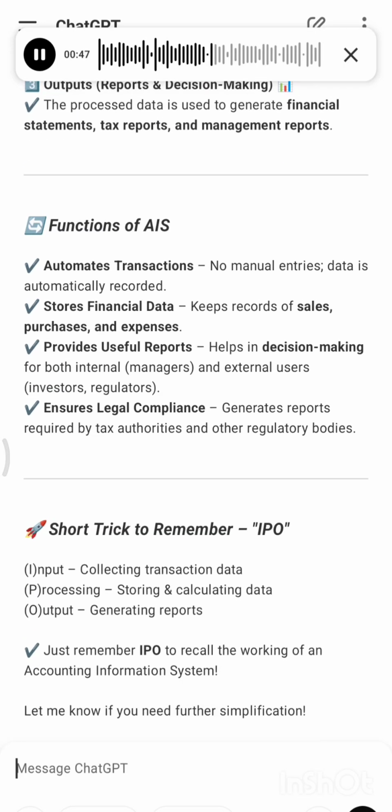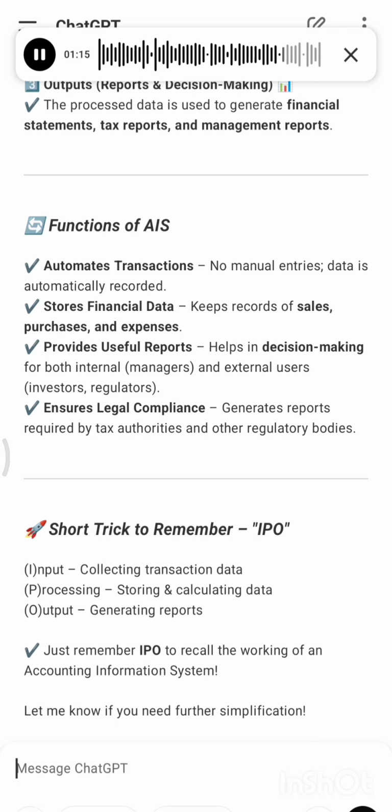The processed data is used to generate financial statements, tax reports, and management reports. Functions of AIS. Automates transactions, no manual entries. Data is automatically recorded. Stores financial data. Keeps records of sales, purchases, and expenses. Provides useful reports. Helps in decision-making for both internal managers and external users, investors, regulators. Ensures legal compliance, generates reports required by tax authorities and other regulatory bodies.